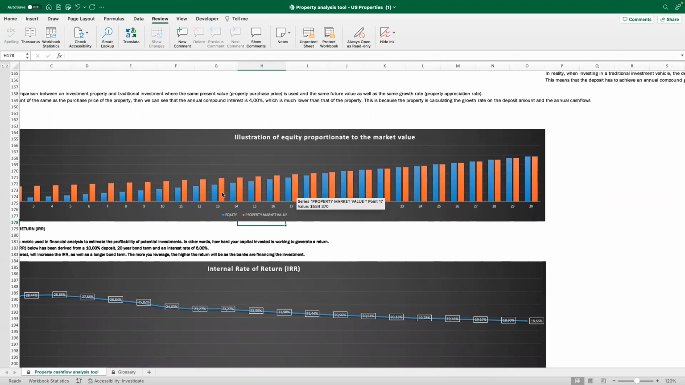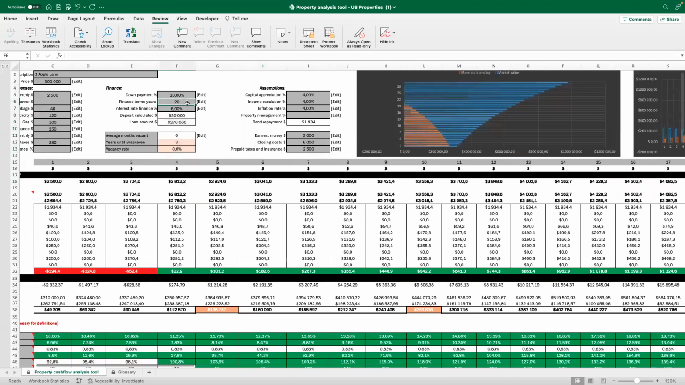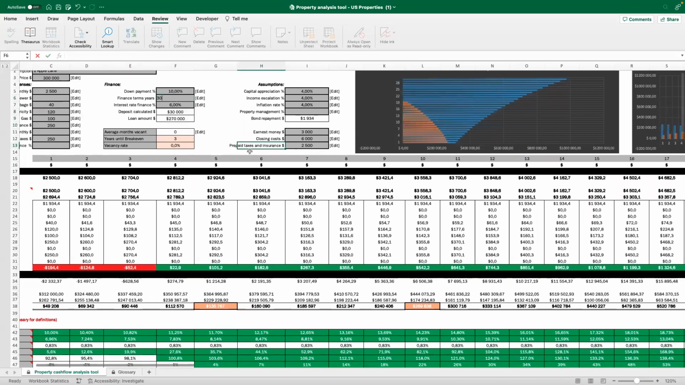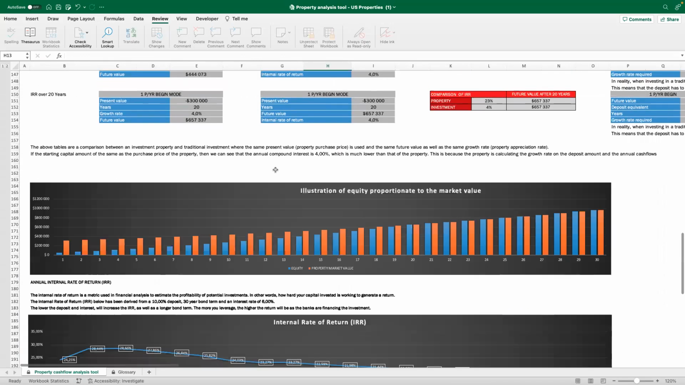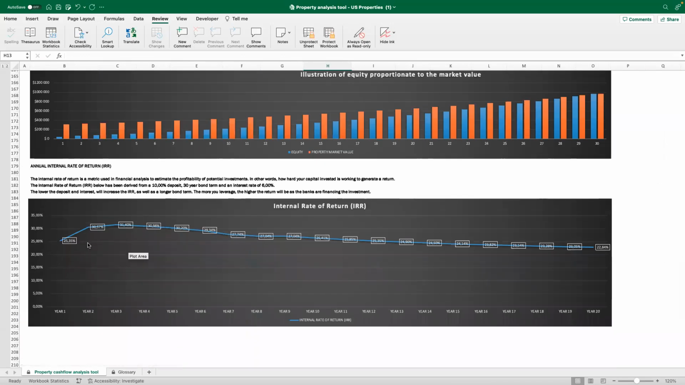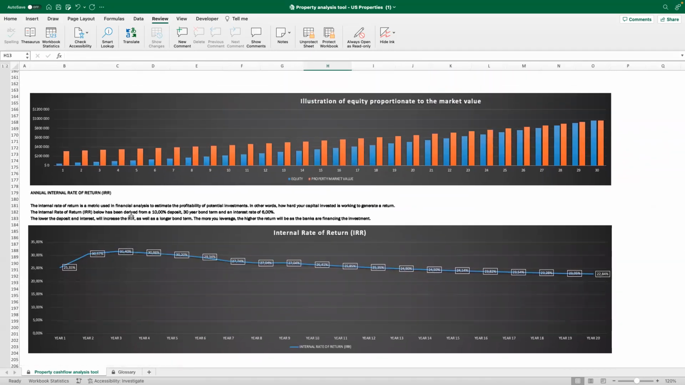Obviously, you could do it much sooner, but it just illustrates to you what happens if you pay the mortgage off sooner than 30 years in that particular scenario. The last one here is just the internal return. Internal rate of return is impacted by the financing terms, also the deposit or down payment.